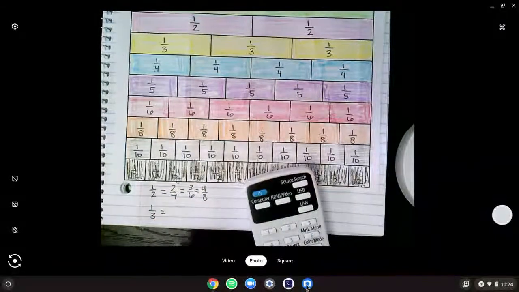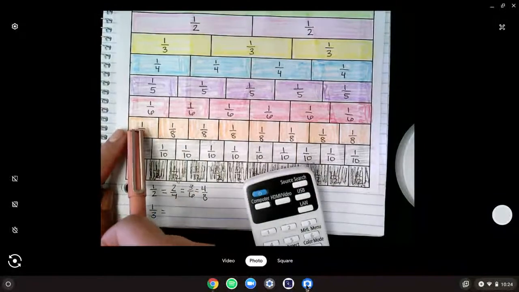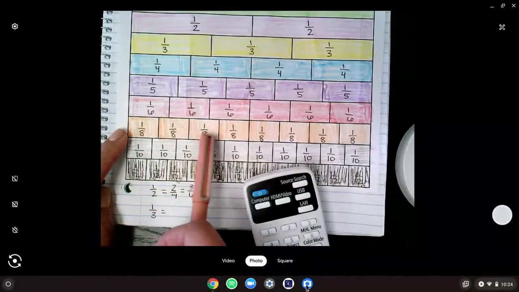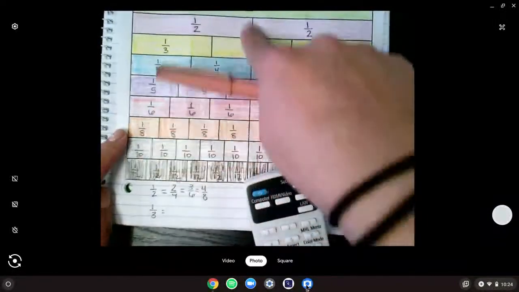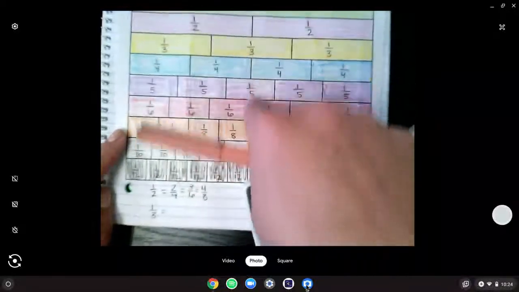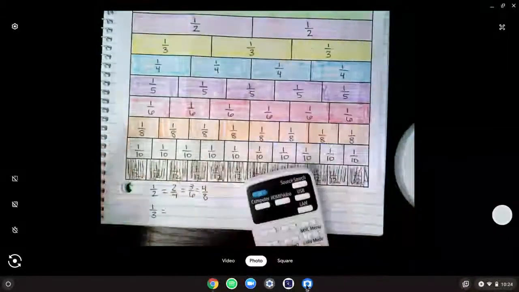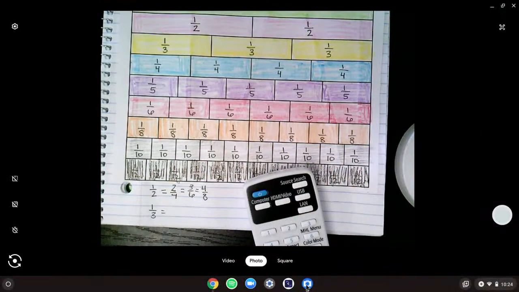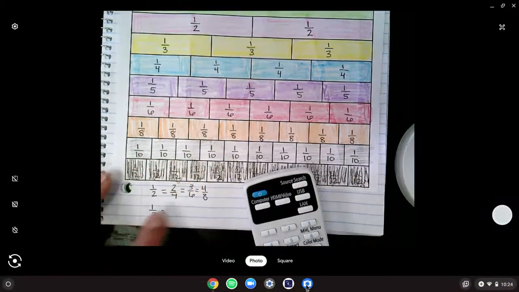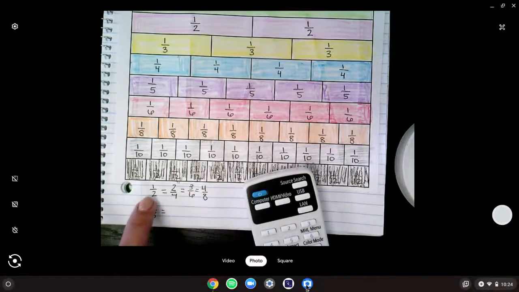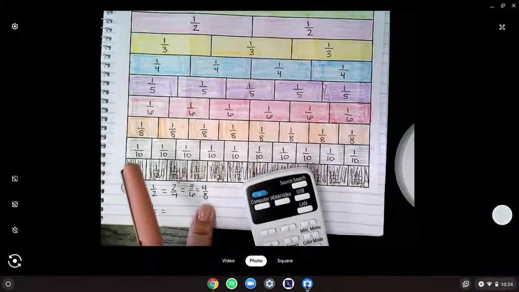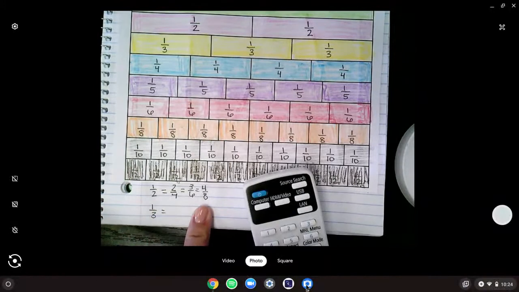4/8. Because if we look at our eighths fraction, 5/10 covers the same amount of space as that 1/2. Christian, what else? I saw 1, 2, 3, 4, 2, 4, 6, 8. It does. It goes 1, 2, 3, 4, 2, 4, 6, 8. Can we keep that pattern going, do you think?